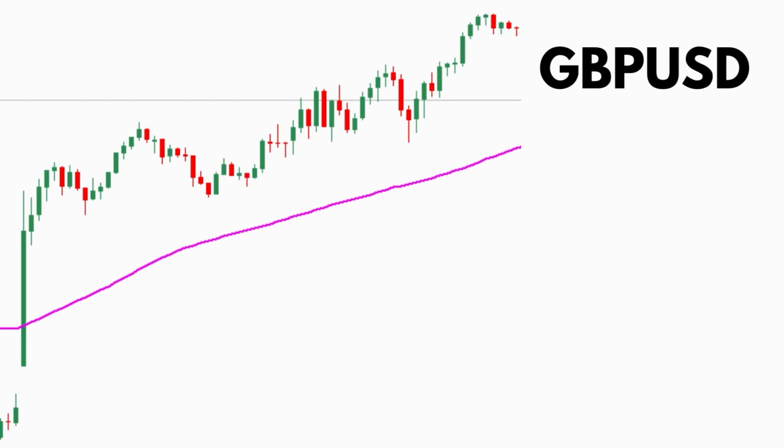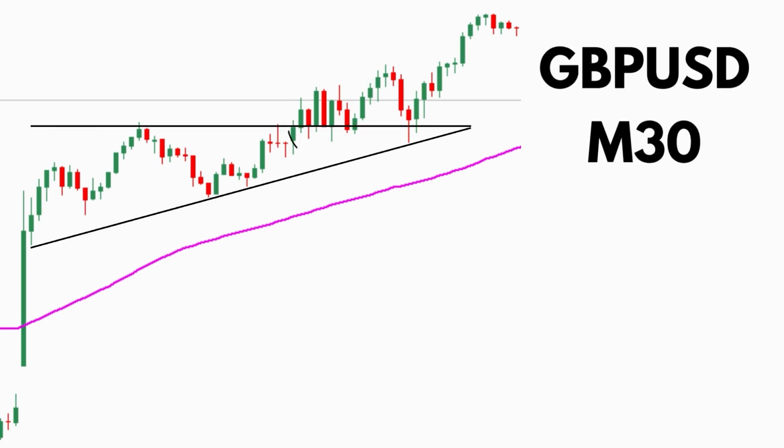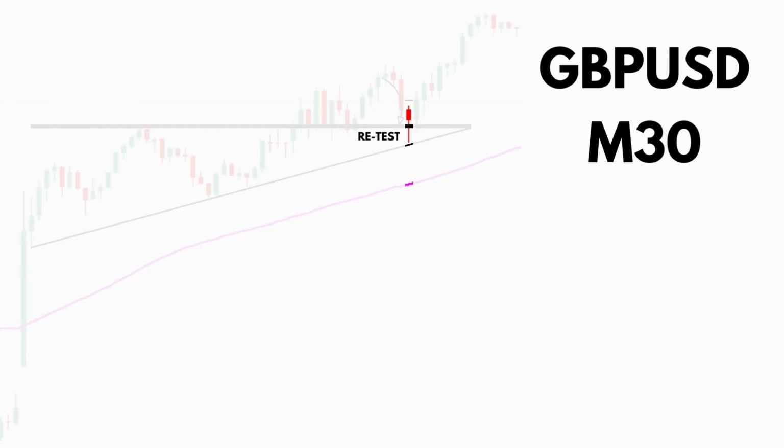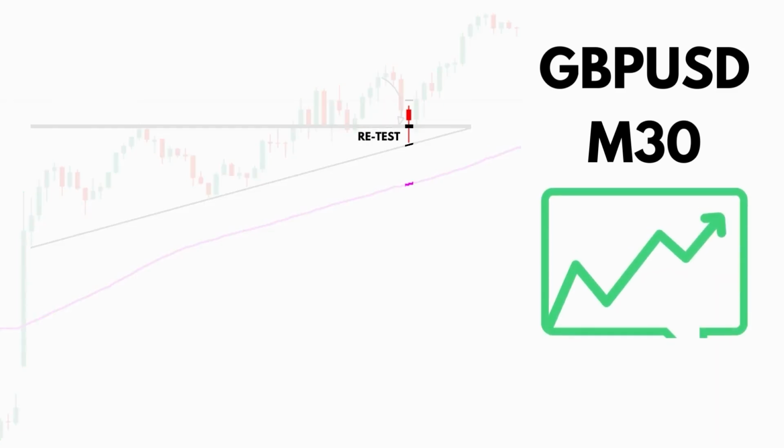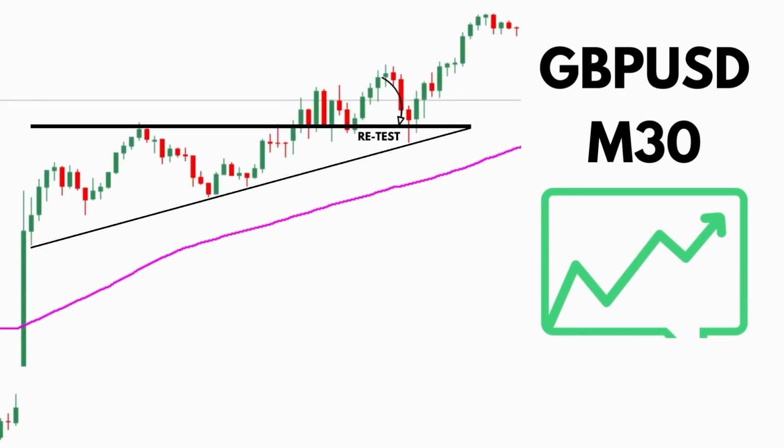So looking at GBPUSD on the 30-minute chart, firstly we see the formation of an ascending triangle. Price broke out of this, now using this resistance level as support. We then see a retest of this level with price rejecting and the formation of this pin bar. This indicates that there could be a rise in price of this currency pair.